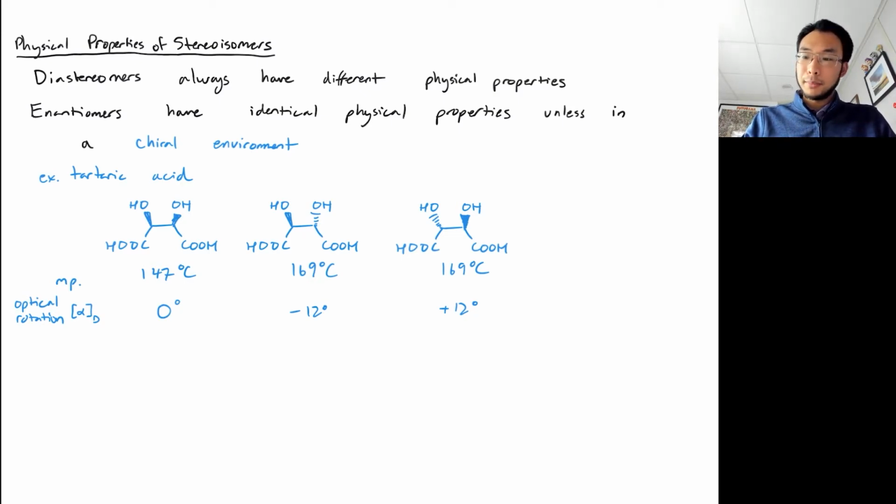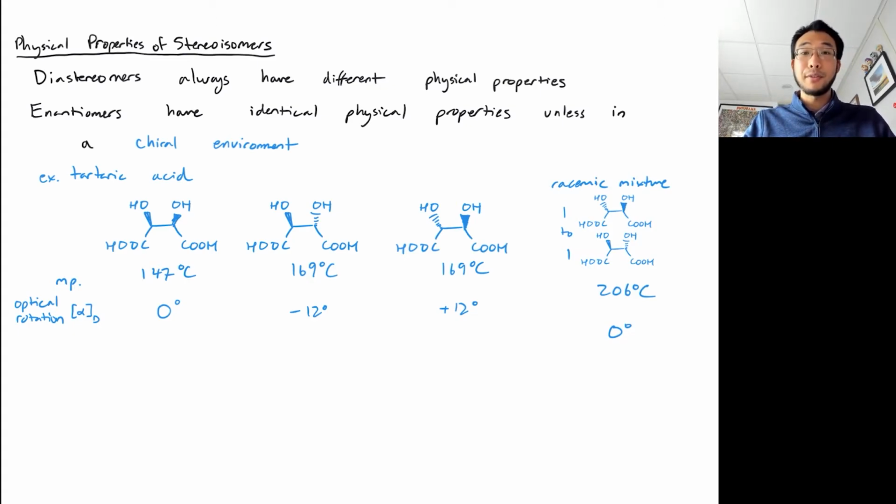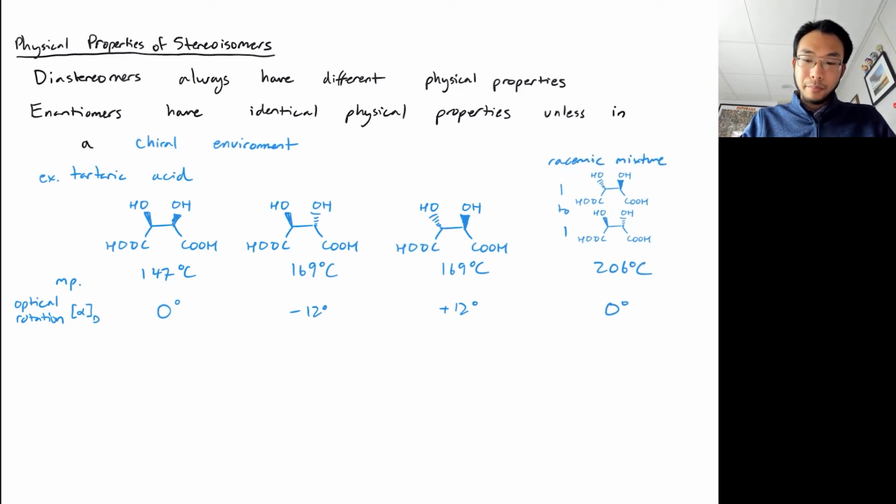A final important concept is to think about what happens if you mix enantiomers together in a kind of 50-50 mixture, so exact same amount of both. When that happens, that's called a racemic mixture. So you have 50% of one enantiomer, 50% of the other enantiomer. When you do that, because it's a mixture, the melting point changes. So in this case, it goes way higher. And because half the molecules are rotating light by this negative 12 degrees, the other half are rotating the light by a positive 12 degrees. Overall, if you measure the optical activity of a racemic mixture, you'll get a value of 0.